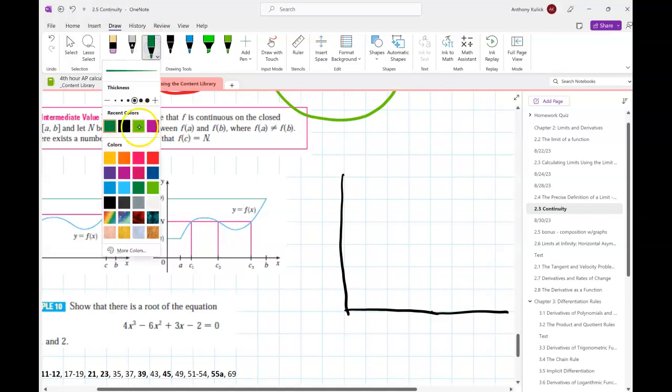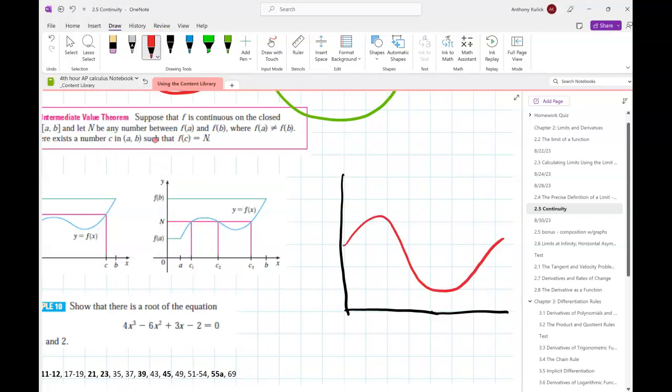Okay, so let's talk about this. It says f is some continuous function there, right? And it has to be continuous on some interval from a to b. Maybe let's say that's a and that's b. So if I look at the number f of a, that's the y coordinate, and f of b, if I pick some number N, then there has to be some x on a to b where I can do f of c to get N.